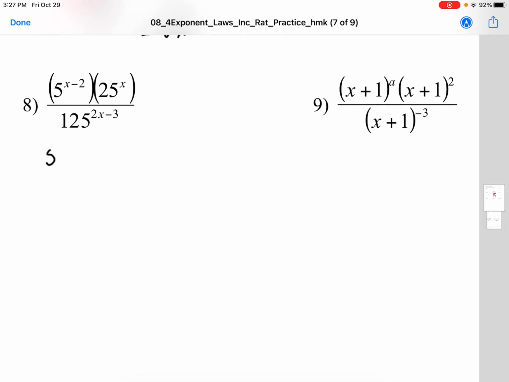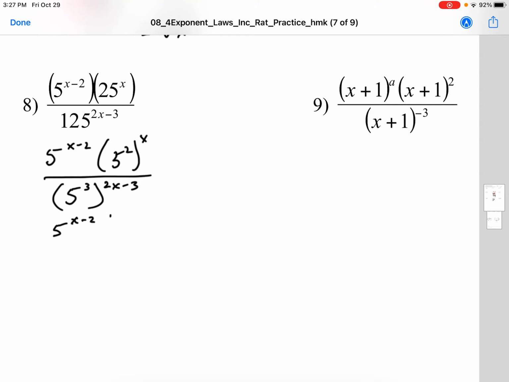So I'm going to work this out as 5^(x minus 2), and this becomes (5 squared) to the power x. And so we do the denominator. The denominator becomes 5 to the power 3, 2x minus 3, and then we have this all in terms of base 5. Now I still have to resolve the power to the power issue, so I'm going to keep that separate. This becomes 5 squared to the power x.